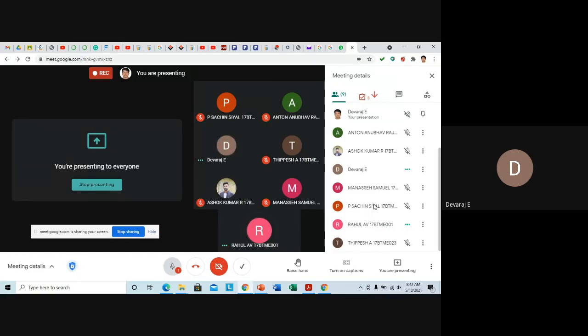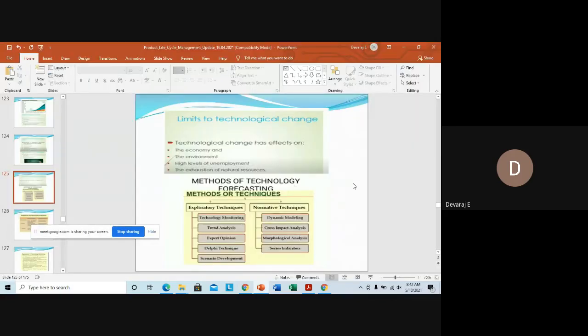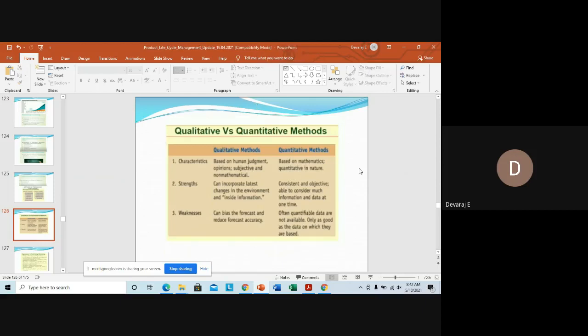Okay. Again, we'll go for this slide. Now, if you have doubts regarding the exploratory and normative, you can ask me. Then I'll go for the next slide. Can you tell me what are these qualitative and quantitative methods? Anyone? Qualitative is like before you're launching a new product, sir. You need to determine what are the factors you need to consider before manufacturing or creating a new product. So you take opinion from the experts, and based on that you design.